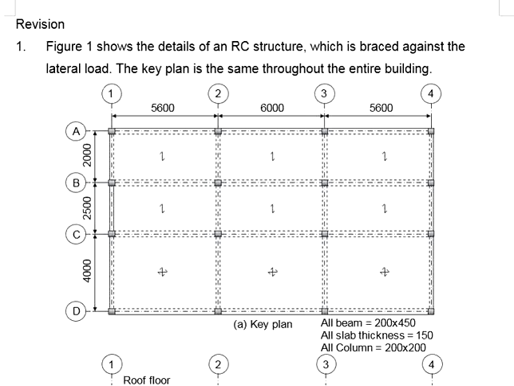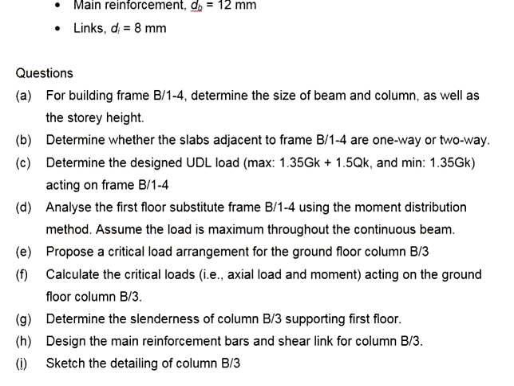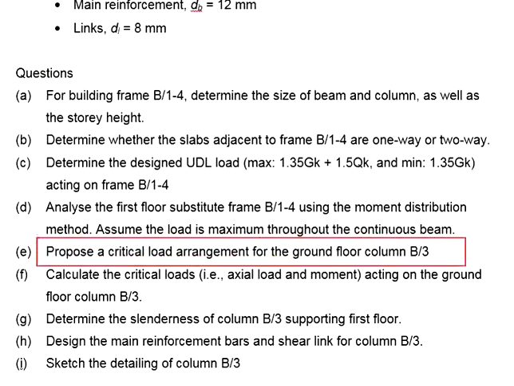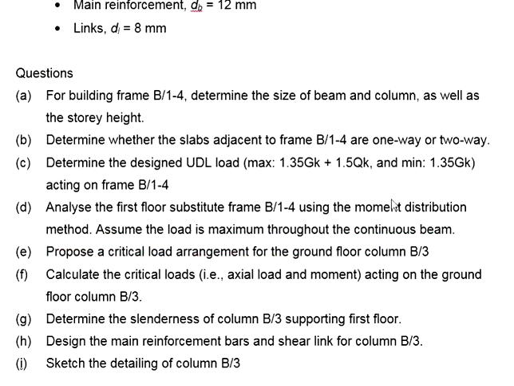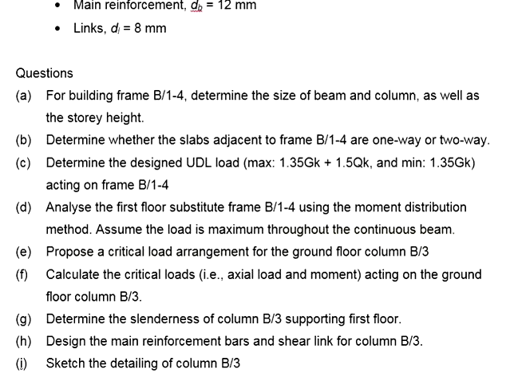Now let us proceed with our discussions about the revision questions regarding the design of columns. So far we have covered the first few sub-questions. We are going to deal with the next one. The question asks us to propose a critical load arrangement for the ground floor column B3. In order to solve this, you will need to first determine which column you are designing. We are talking about the ground floor column B3.